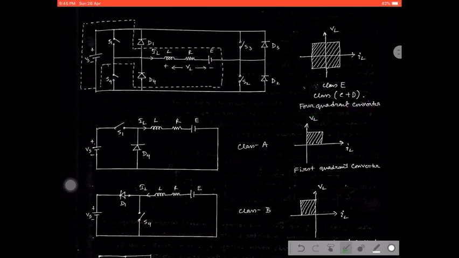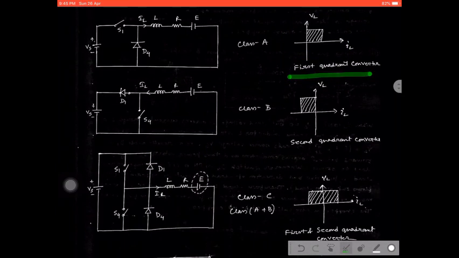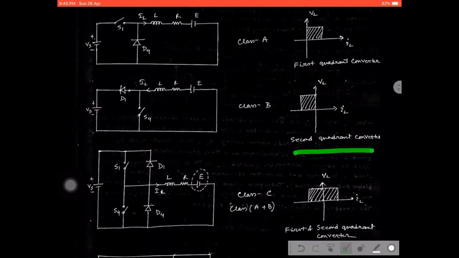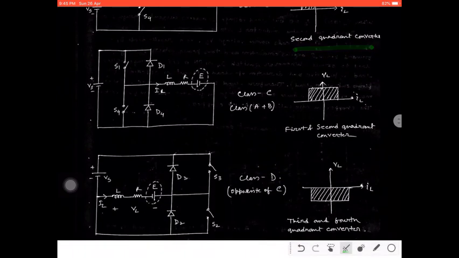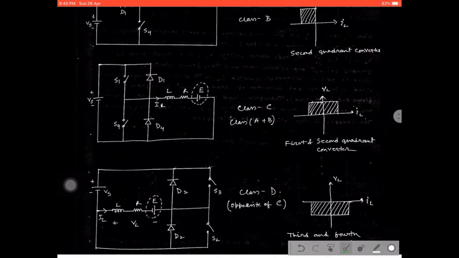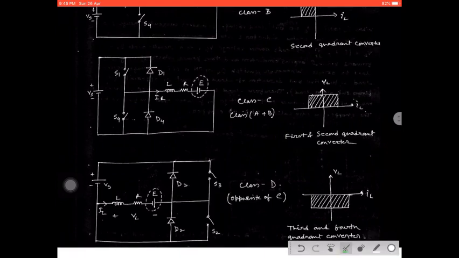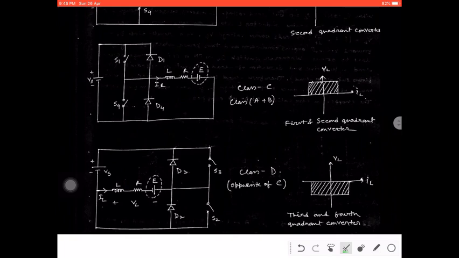Similarly, if the chopper can cover only the first quadrant, then we can say it is a first quadrant chopper. Similarly, B is the second quadrant chopper, and C covers first and second. As we know, the C chopper is chopper A plus chopper B, that is first and second both, and the opposite of C will give you the Class D chopper. That is why it will cover third and fourth quadrant.